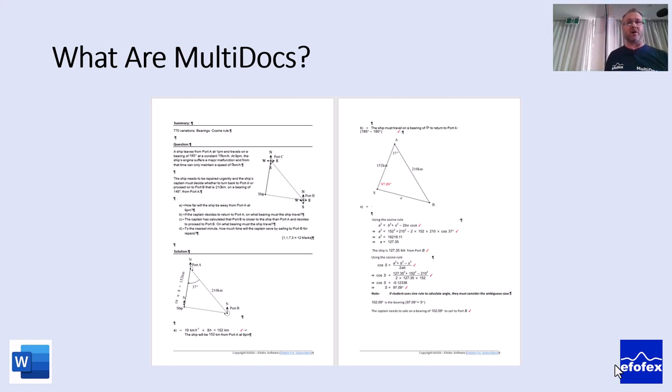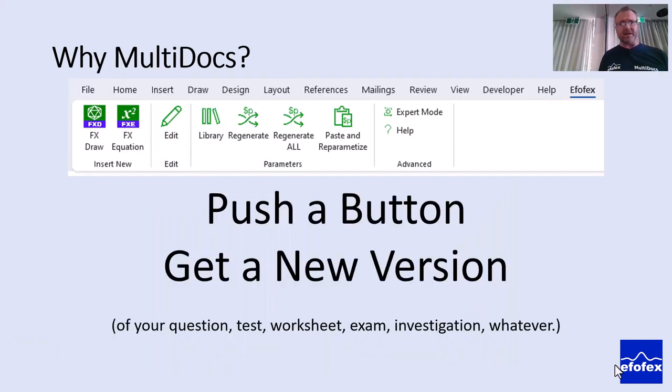And a MultiDocs document is just something like this. It's just a document I've typed up. It's got a few diagrams that have come out of FX Draw. And this area here is an equation that's come out of FX Equation. But it's a Word document. You can type anything you like. The big difference is, with a multi-doc, we give you the ability to push a button and get a new version of the question. And it's as simple as pushing one button.